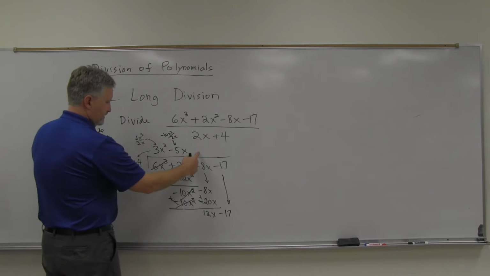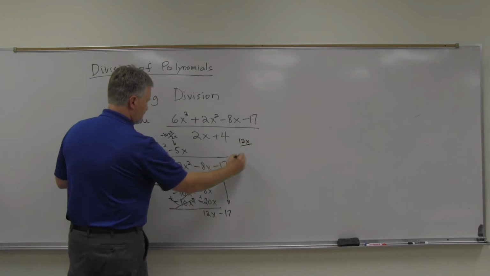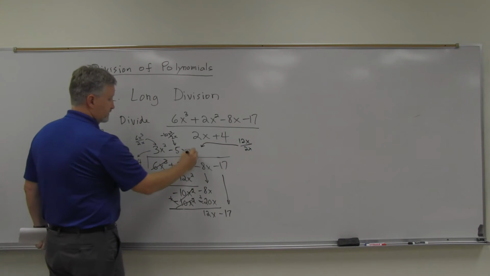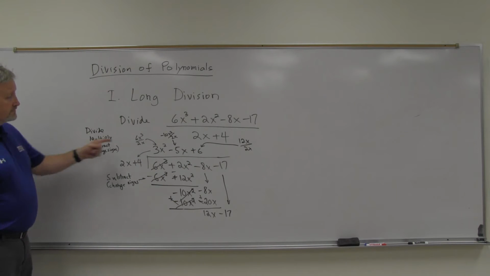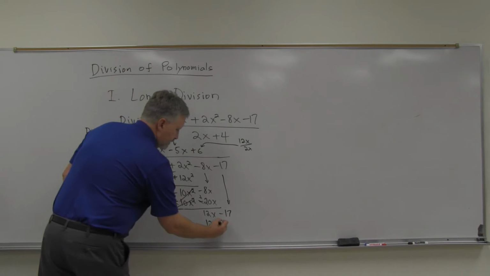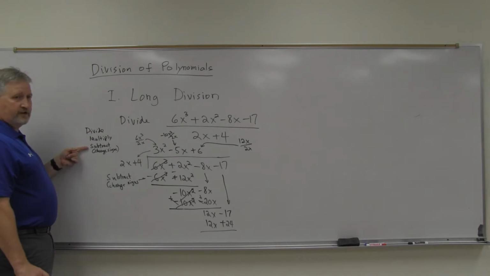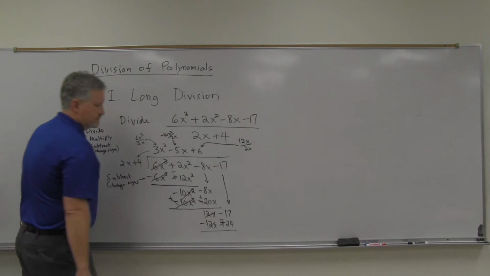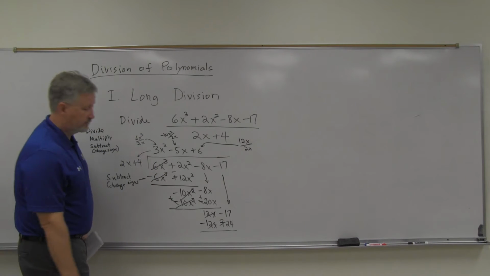All right, so what goes here then? Well, you take the 12x and divide it by the 2x. And that's what goes here. It'll be plus 6. So that's our divide. Multiply: the 6 times the 2x plus 4 would be 12x plus 24. That's our multiply. Now we subtract, change the sign, so that becomes a minus, that becomes a minus. Those will cancel out. Negative 17 minus 24 is negative 41.